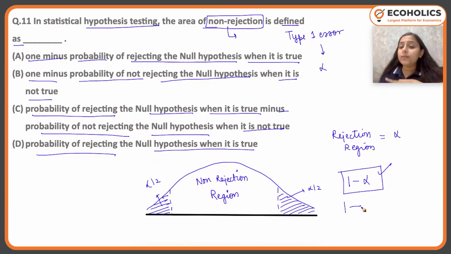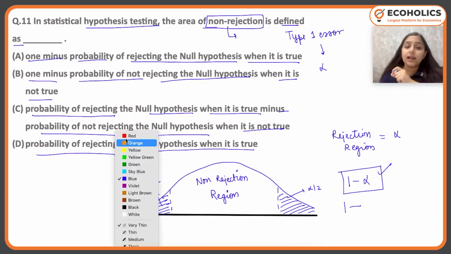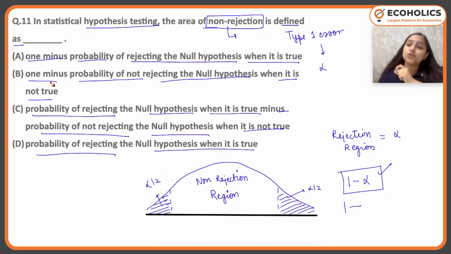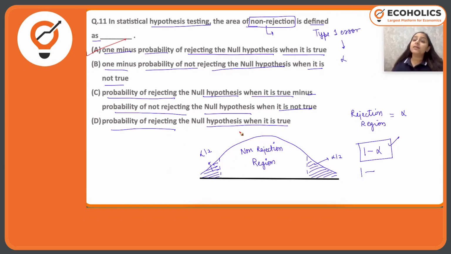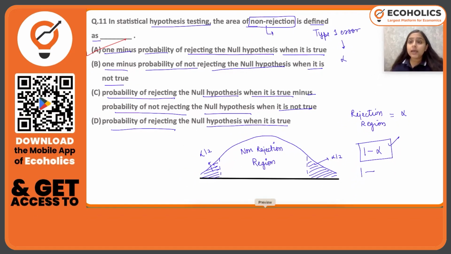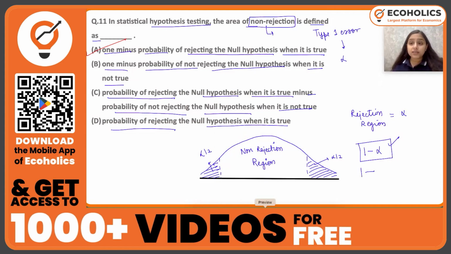That means 1 minus the probability of rejecting the null hypothesis when it is true. So this gives me A as my correct option. So A will become my correct option. Can you see how easily we have just deduced the answer?